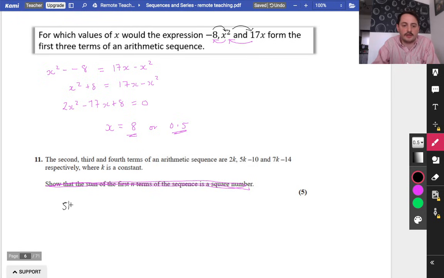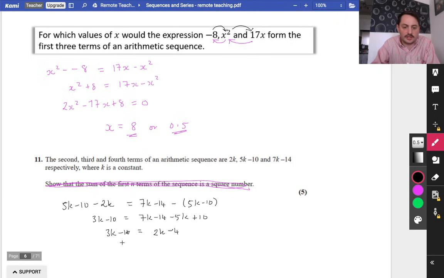So I'm going to do 5k minus 10 minus 2k. So I'm doing this one minus this one to say what's the difference between them, equals 7k minus 14 minus, careful of your brackets here, 5k minus 10. So we end up with 3k minus 10 equals 7k minus 14 minus 5k plus 10. So that's 3k minus 10 equals 2k minus 4.